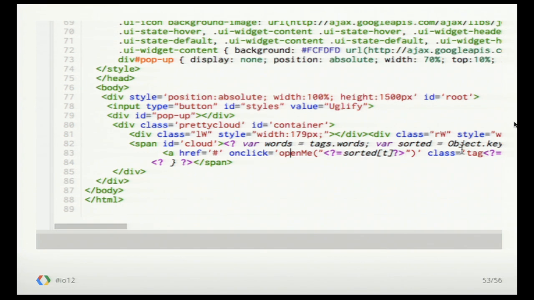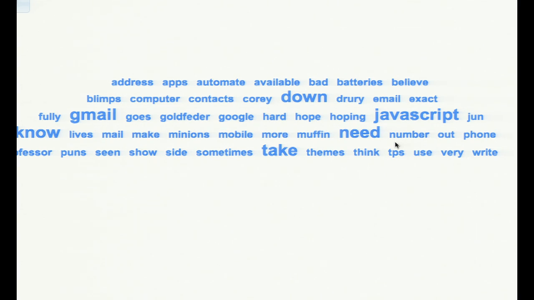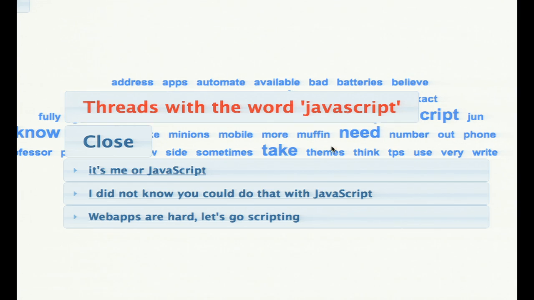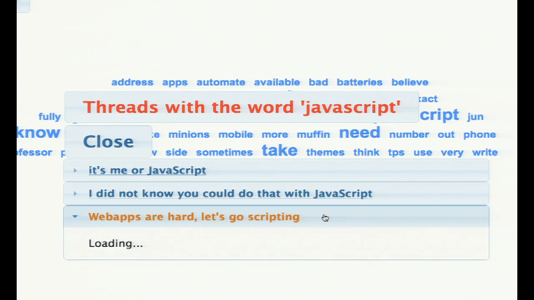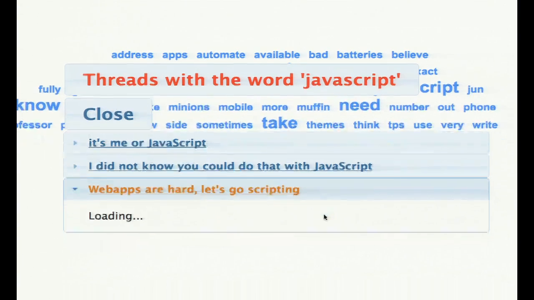OK. So let me do this. Here is mine, it's working. So here is my version of the app coming off of my page. And I actually have no idea what's here, because this is different than what I showed you in the video, because people have emailed things. So I'm going to click the very large JavaScript word and see what threads have to do with JavaScript. Loading from the server. Web apps are hard. Let's go scripting.